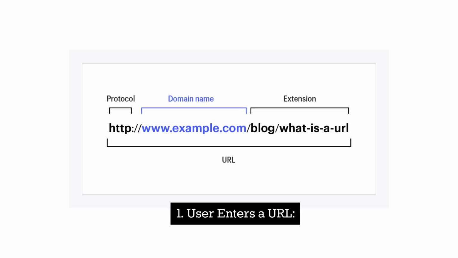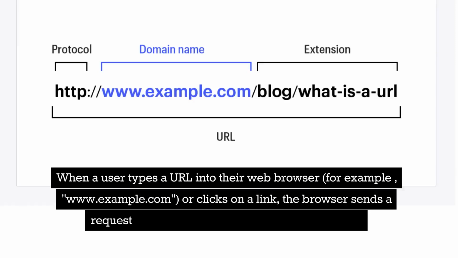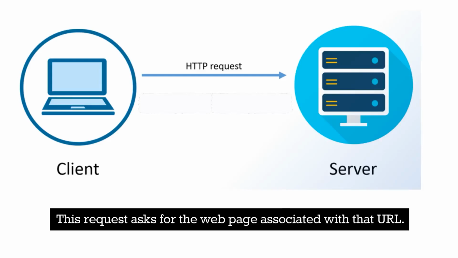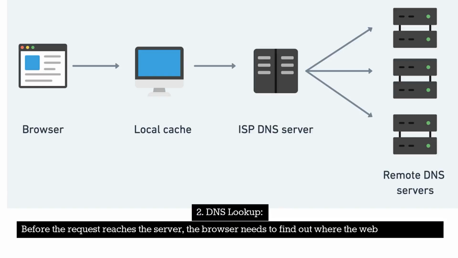First, when the user enters a URL. So when a user types a URL into their web browser, say www.example.com, or clicks on a link, the browser sends a request to the server where the website is hosted. Now, as you can see on the screen, this request asks the server for the web page associated with the URL.